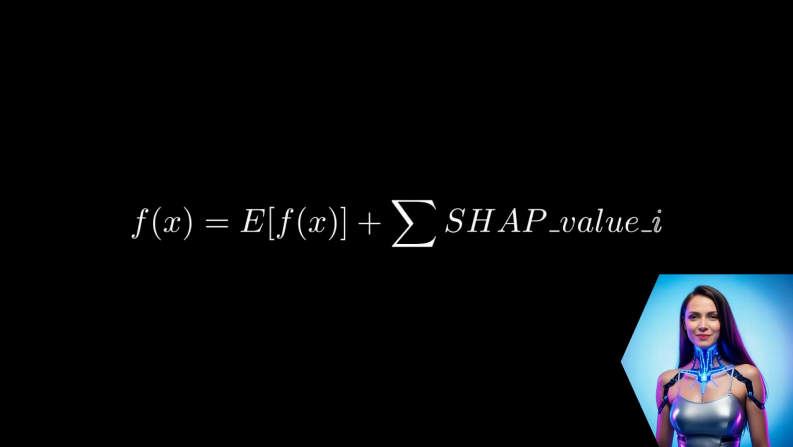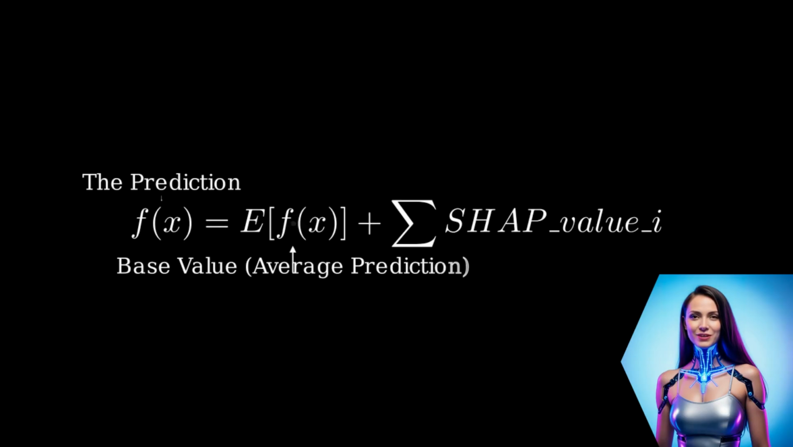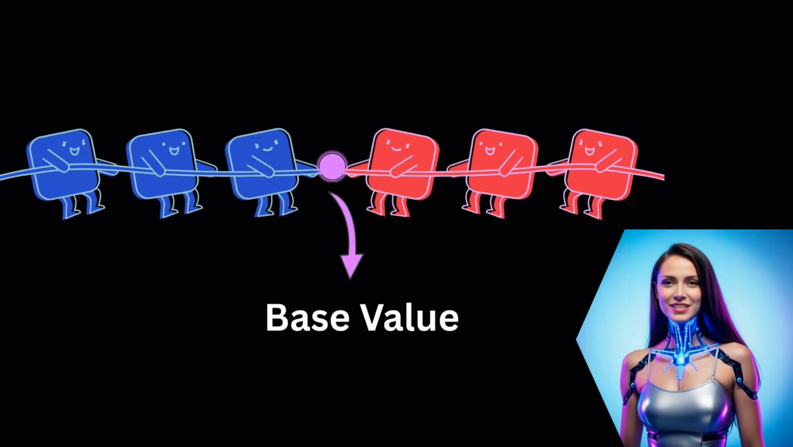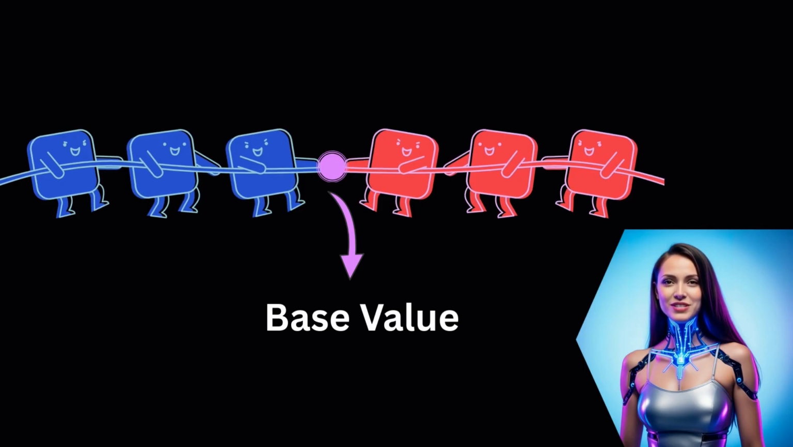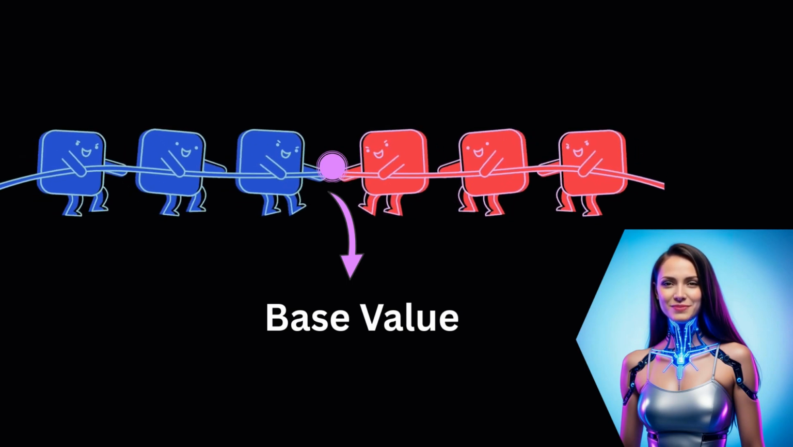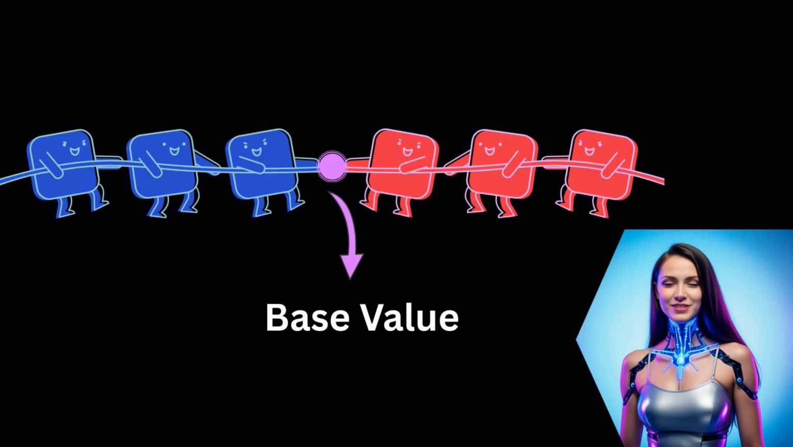The core idea of SHAP is beautifully simple. It states that the prediction for any single instance is the sum of a base value and the SHAP values for each of its features. The base value is simply the average prediction over the entire dataset, what the model would guess if it knew nothing about the current instance. Each feature's SHAP value tells us how much it pushed the prediction away from that base value. A positive SHAP value pushed the prediction higher and a negative one pushed it lower. Together they explain exactly how we arrived at the final result.